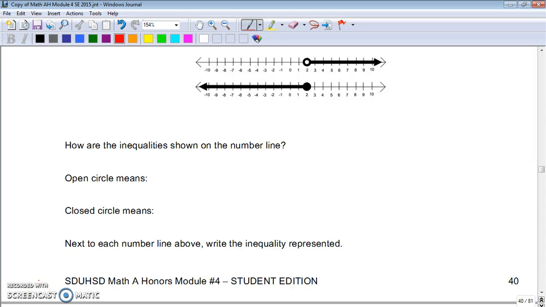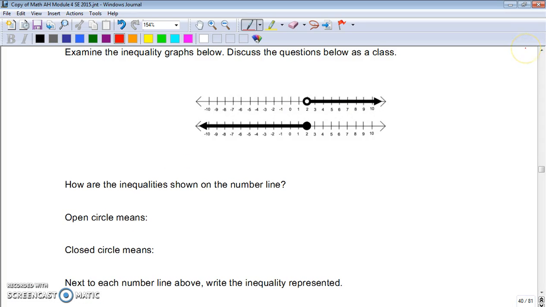This video is part 2 of the 4.2a lesson. I'm going to go over graphing inequalities and graphs of inequalities. Right underneath 11c where we left off, we're going to fill out a couple of things regarding graphs. So we'll take a look at this first graph.